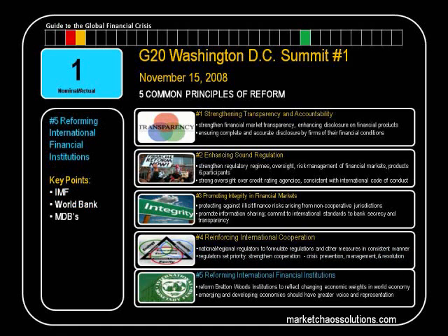Reforming international financial institutions. Reform Bretton Woods institutions to reflect changing economic weights in world economy, emerging and developing economies having greater voice and representation. The organizations are the IMF, World Bank, and the 4 sub-banks of the World Bank, the multilateral development banks.